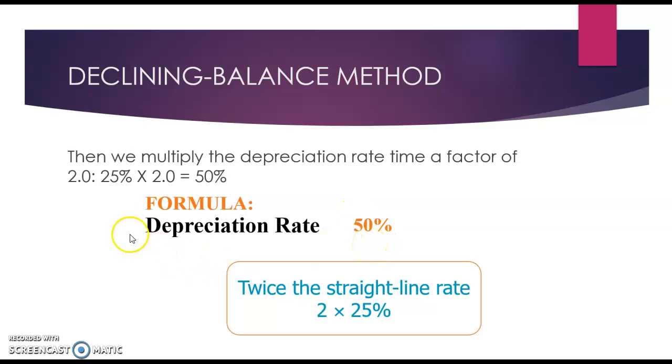Now, you can use a different factor somewhere between 1.0 and 2.0. So you could use 1.5. You would take 25% times 1.5, which would be 37.5%, and that's the rate you would use. So you don't have to use the 2.0, but that is the most commonly used factor.